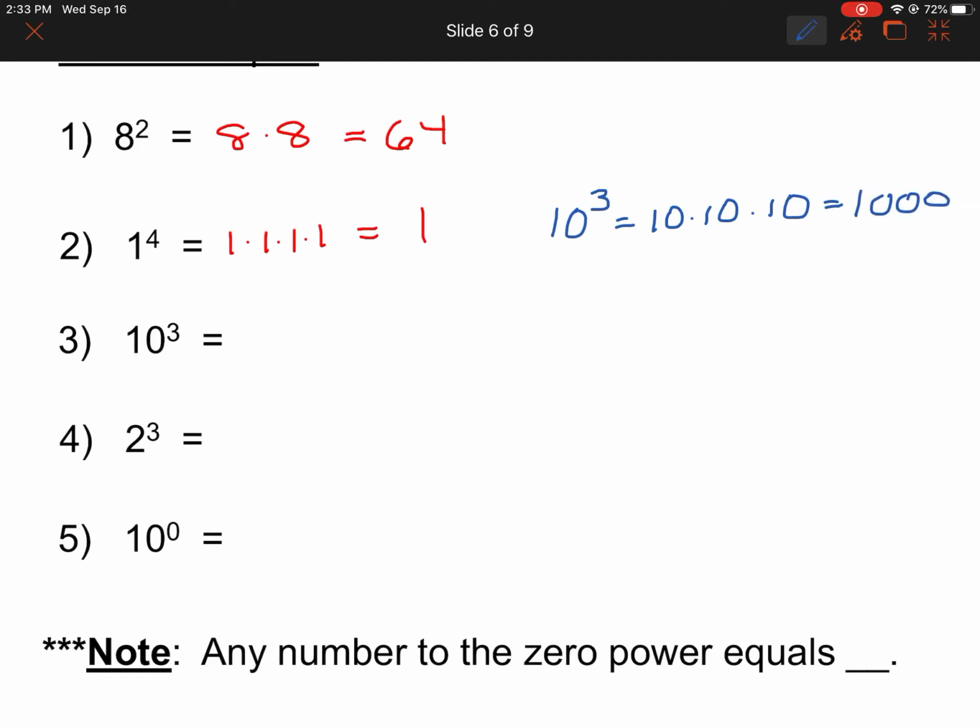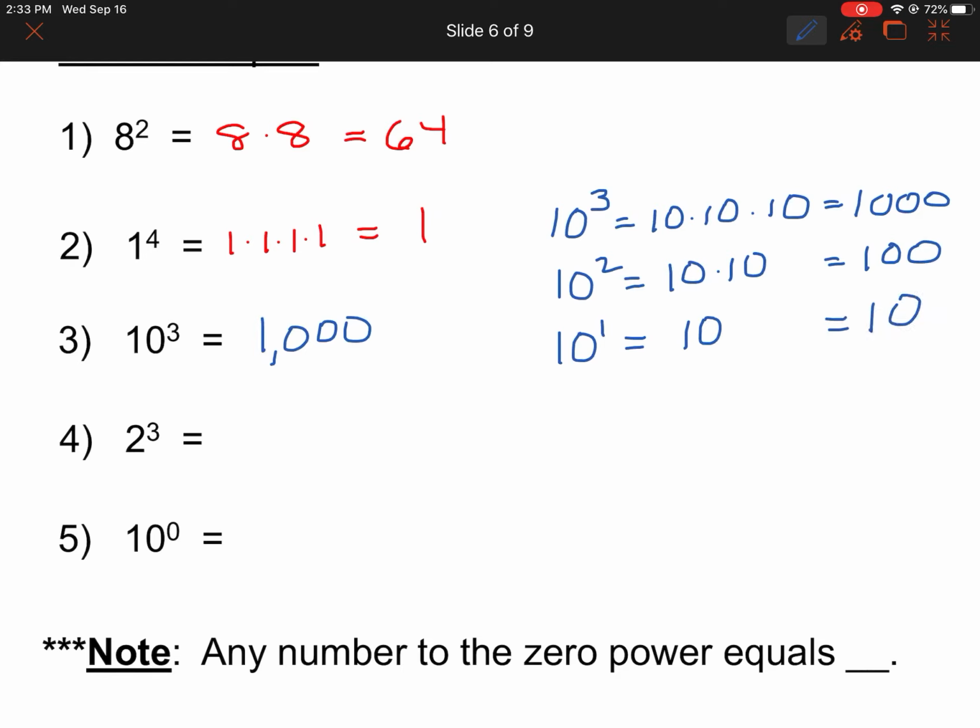Now, powers of 10 are really nice because of the exponent. If I go to 10 to the 2nd power, that means 10 times 10. That would mean I'd have a 1 with 2 zeros. 10 to the 1st, I'd have a 1 with 1 zero. If I had 10 to the 4th, this is 10 times 10 times 10 times 10, and it's going to be a 1 with 4 zeros.